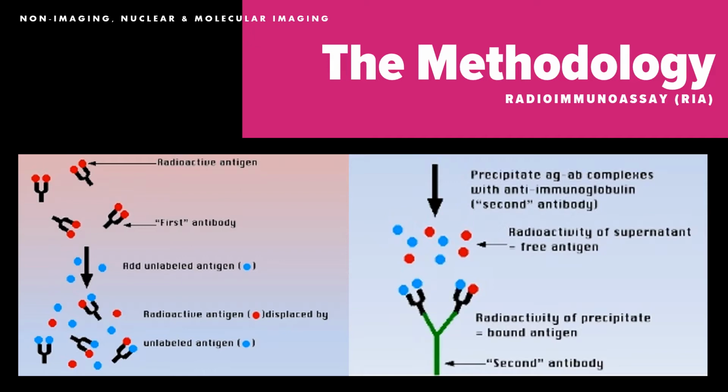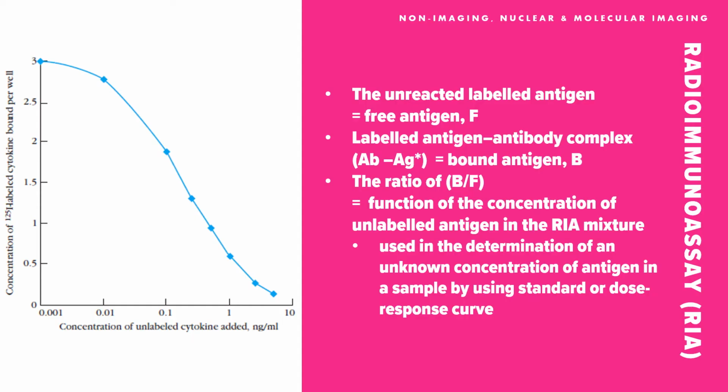So after this secondary antibody reacts with the first antibody, this one we will measure, and we get the value of how much antigen is available in that particular sample. If you remember, we have two samples: one is the supernatant that has the free antigen, and the other is the precipitate sample that has the first antibody with the labeled and unlabeled antigen, which is also precipitated by the secondary antibody.